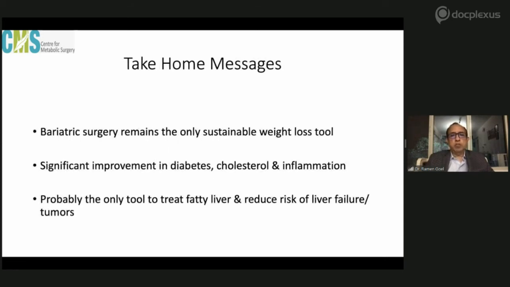So friends, to conclude, the take-home messages: bariatric surgery remains the only sustainable weight loss tool. There is significant improvement in diabetes, cholesterol, and inflammation after bariatric surgery, and it's probably the only tool to treat fatty liver and to reduce the risk of liver failure or hepatoma in future.